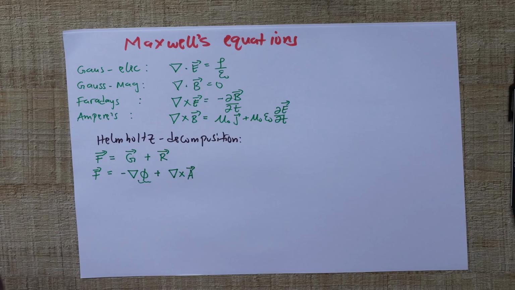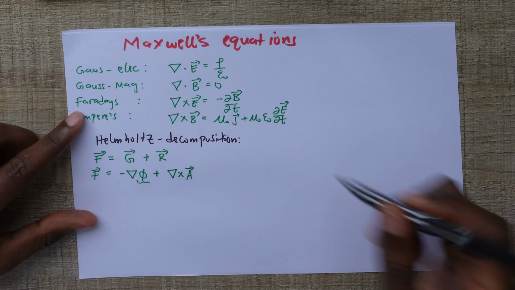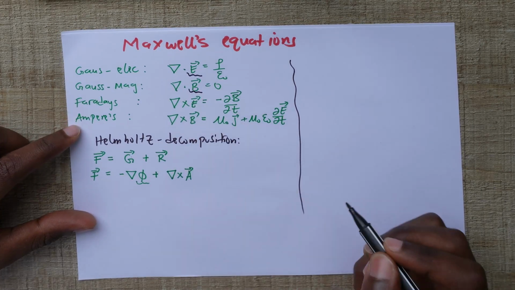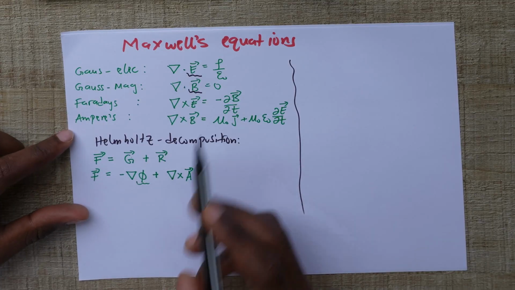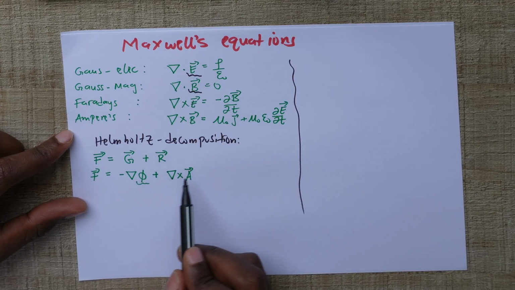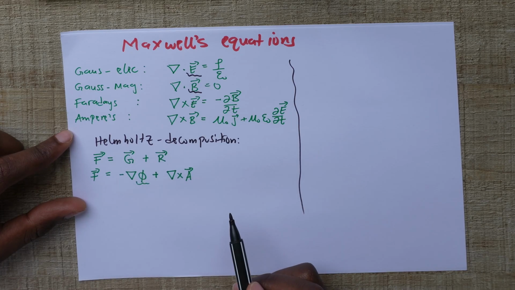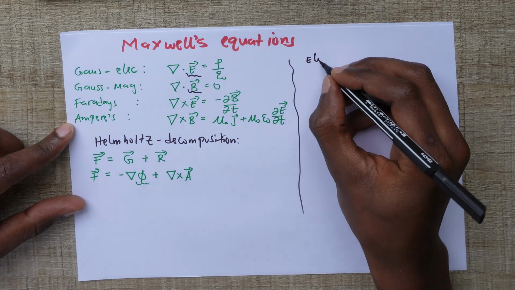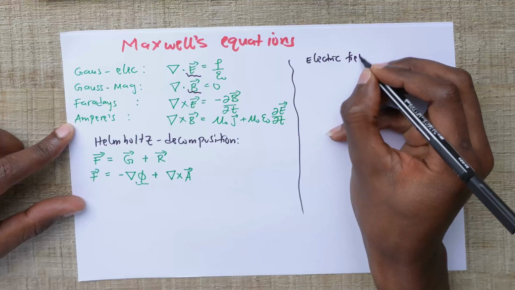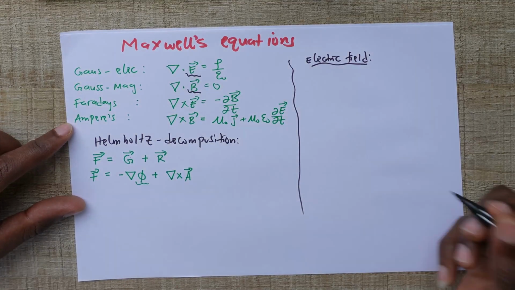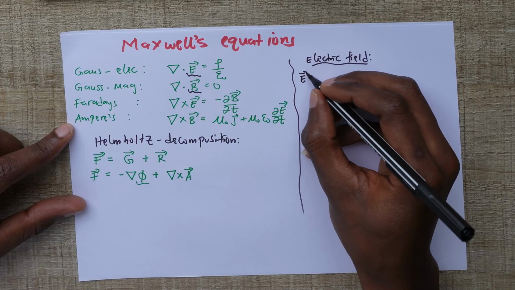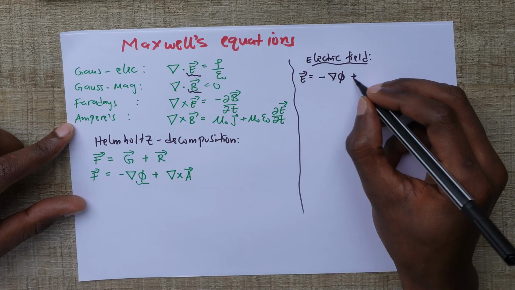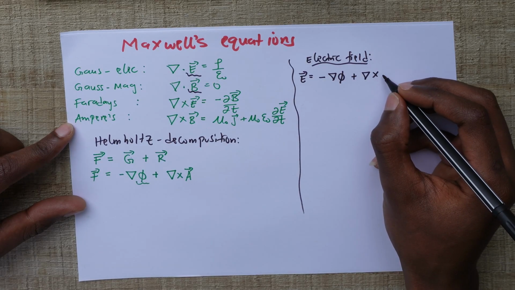Okay, so that being said, you'd realize that the electric field as well as the magnetic field are vector quantities, which means we can decompose each of these following the Helmholtz decomposition. Let's begin with the electric field. For the electric field, we are going to write our E as negative nabla phi plus the curl of some A.